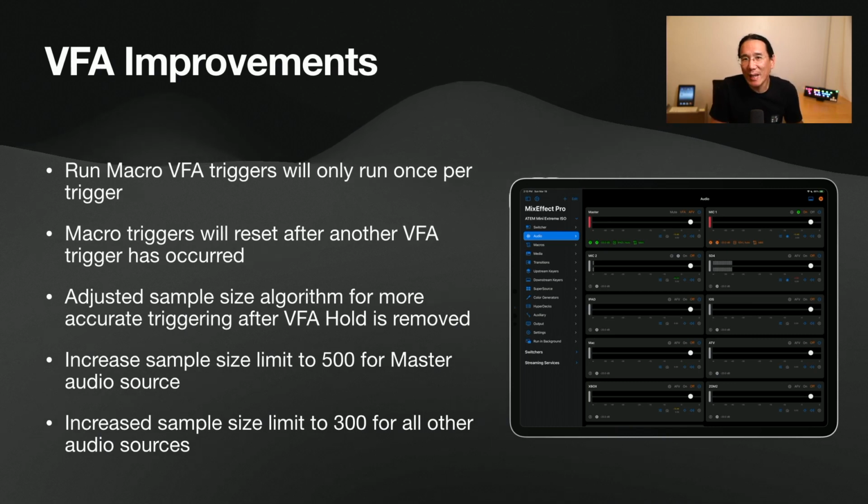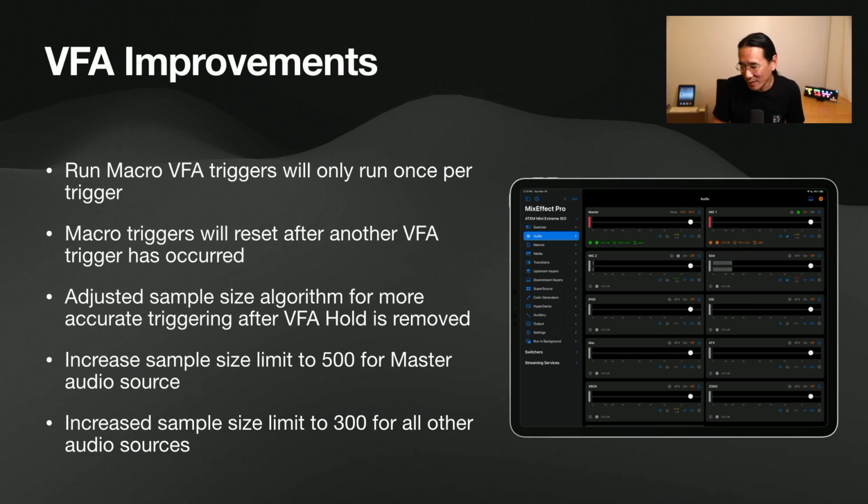Finally, I've increased the sample size for the master and input audio sources to 500 and 300 respectively. That means you can create a longer delay by which you have to collect more audio samples before the VFA trigger is fired for the master and input sources.